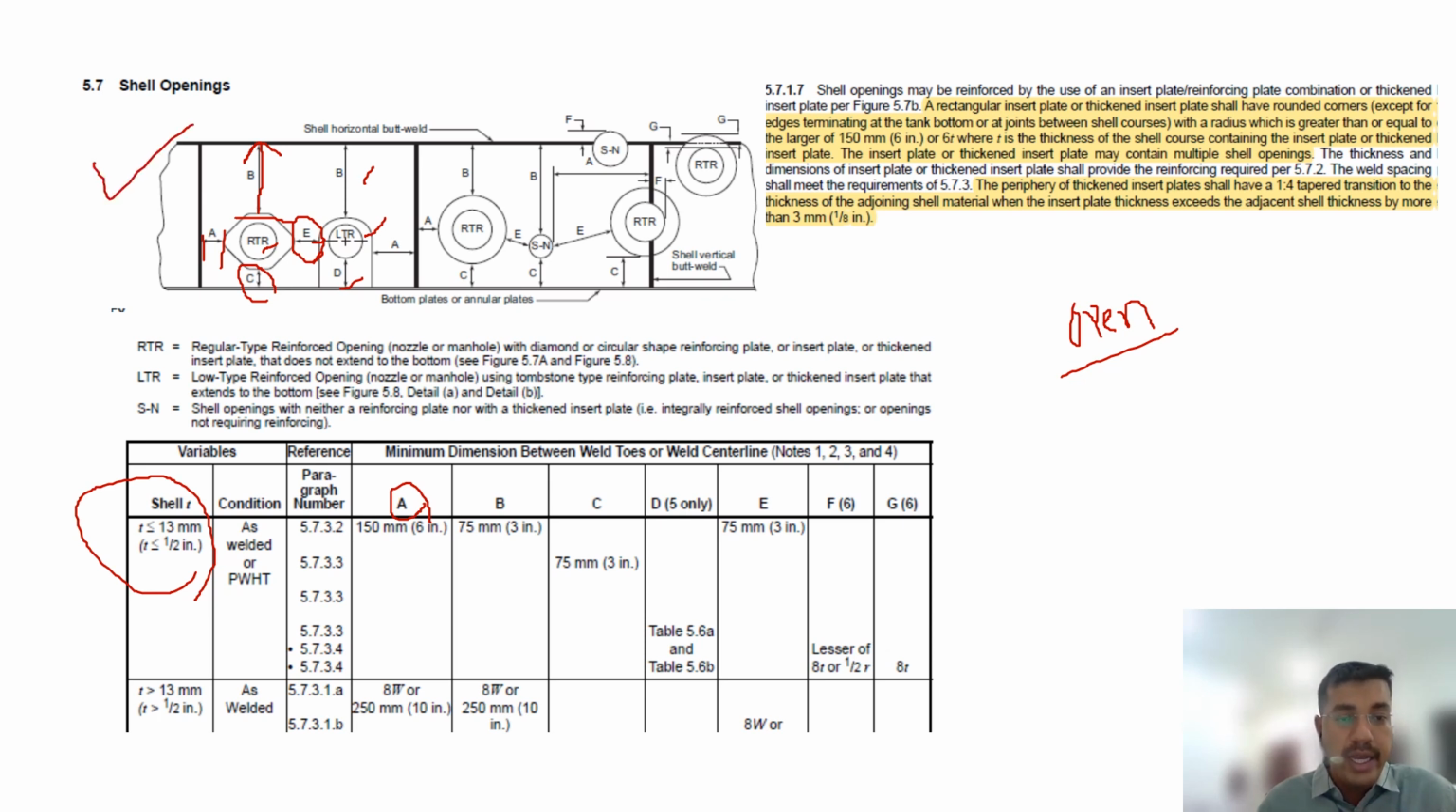Shell opening: go to the table, check the thickness of the shell plate. Then by referring to that, you have to find out how much A, B, C, D, E, F, G are, and you have to write the answer. So this is a complete open book question, and it is easy to do, but you only need to know where it is, where you can find it.